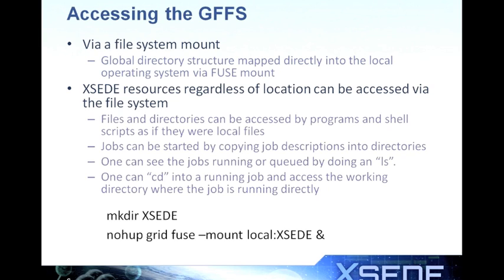So the basic idea is we have this global directory structure. It looks like every file system you've ever seen in your life. And what we're going to do is use something called Fuse, which stands for File System in User Space. And we have a grid-aware Fuse driver that will take this file system space and map it into the local operating system at some mount point that you specify. So what this means once we do this is resources that are in the GFFS can be accessed in a location-independent manner. So we can access files and directories that are remote.